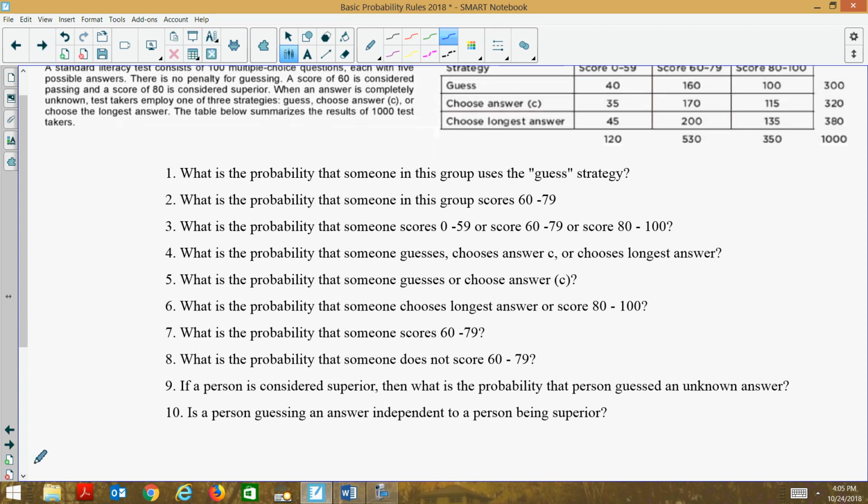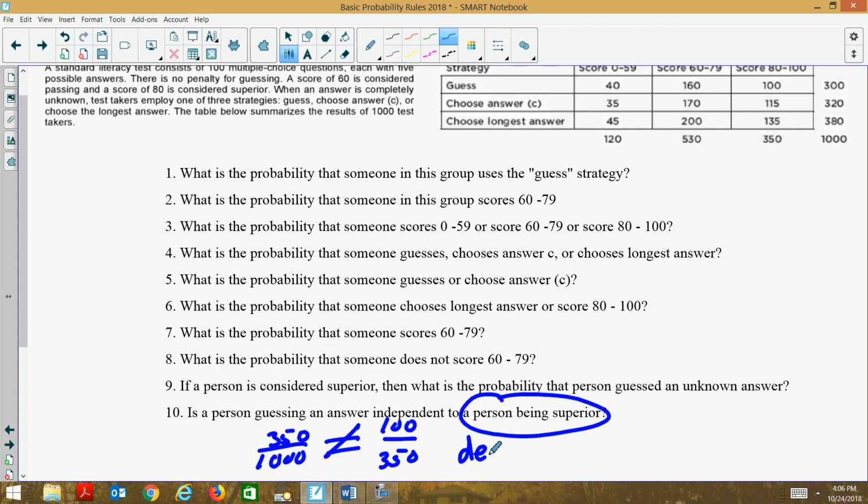So in order to answer this question, first we need to figure out one of the following situations. Let's first just focus on a person being superior. A person being superior has a probable outcome of 350 over 1,000. Now we want to see what's the probability of them guessing given that they are superior. So remember, that was 100 over 350. If these two things equaled each other, then these two events would be independent of each other. But because they are not equal to each other, they are actually dependent on each other.